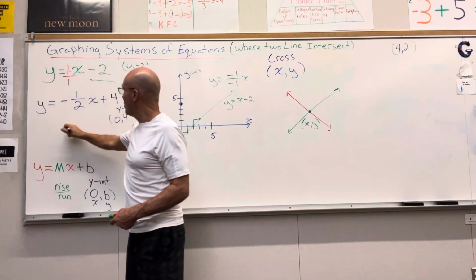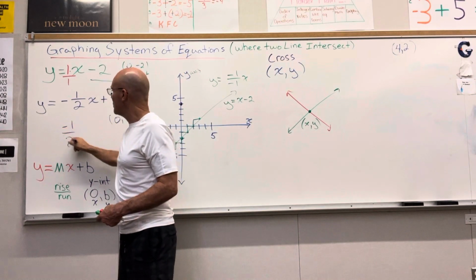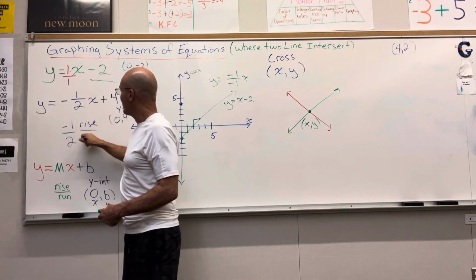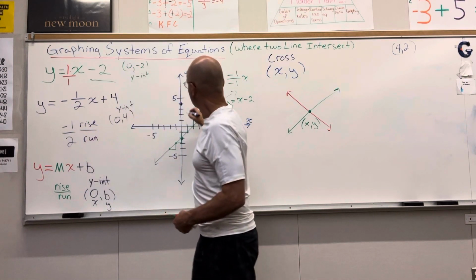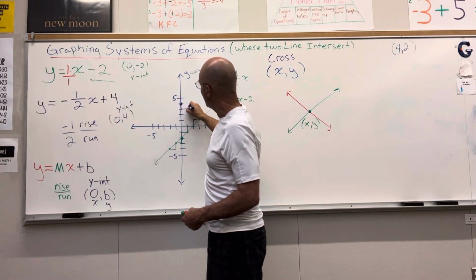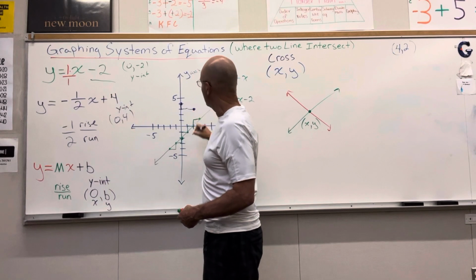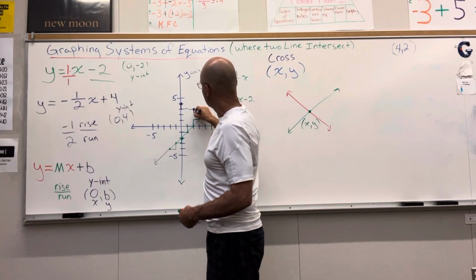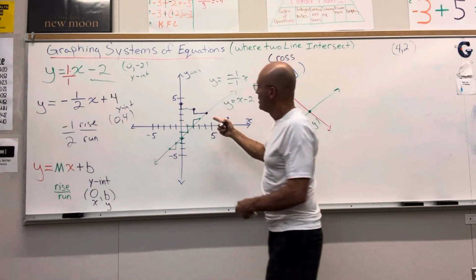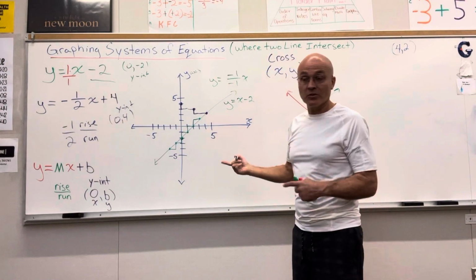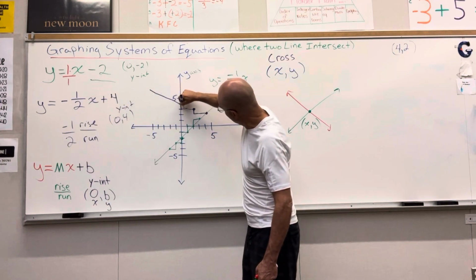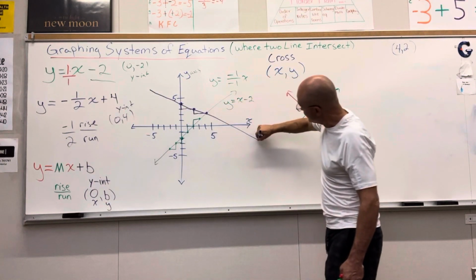Now we have our slope, which is -1 over 2. We want to rise -1, and we want to run +2. So as you rise -1, you wind up going down 1 square, and to the right 2 squares, and you make a dot. You go down 1 square, and to the right 2 squares, and make a dot. Look where that purple line winds up hitting the green line.